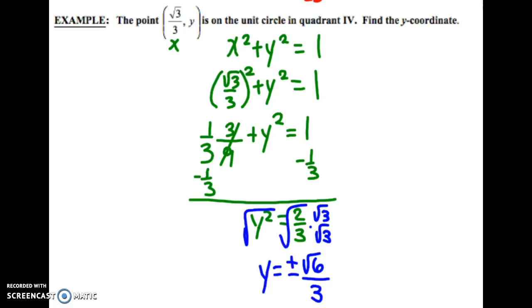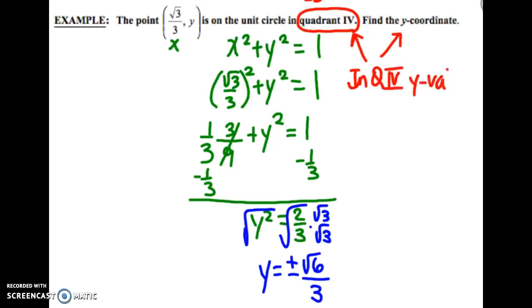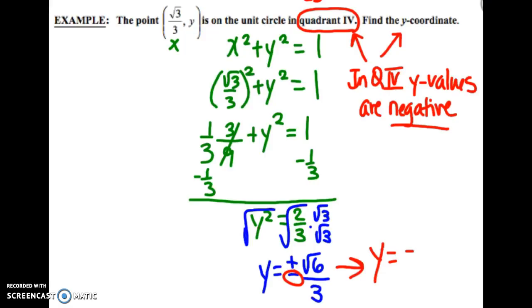Well, to figure that out, we have to go back to the beginning of the problem where it said that this ordered pair was in quadrant 4. And in quadrant 4, if we're looking for a y coordinate, we have to remember that in quadrant 4, y values are negative. So that tells me that it is the negative value here that is the correct y value. So my answer is going to be y equals negative square root of 6 over 3.